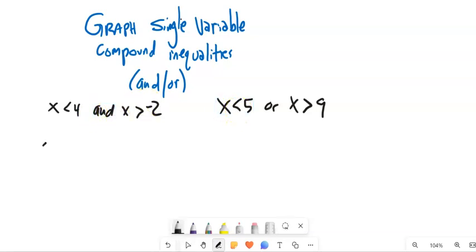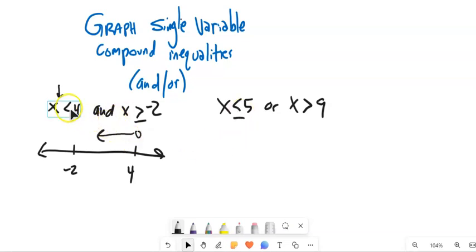So if I take a peek at just this space here, let's put -2 here and 4 here. This says x is less than 4. I'm going to change that to greater than or equal to, just so I don't get a little mixed up here. X is less than 4 looks like this. X is greater than or equal to -2 looks like this. Now notice that keeps going on forever in that direction. That keeps going on in that direction.